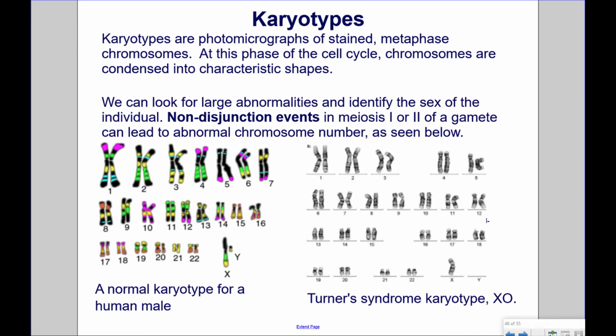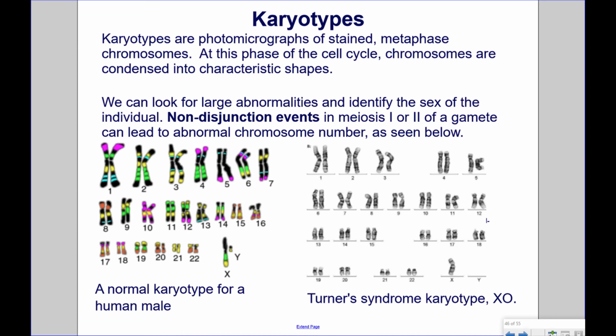Karyotypes. Karyotypes are photomicrographs of stained metaphase chromosomes. At this phase of the cell cycle, chromosomes are condensed into characteristic shapes. We can look for large abnormalities and identify the sex of the individual. Non-disjunction events in meiosis I or II of a gamete can lead to abnormal chromosome number, as seen below.